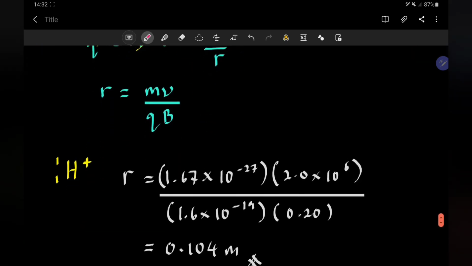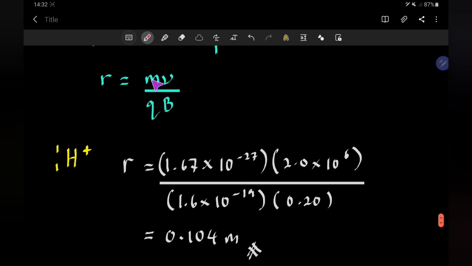So for the hydrogen, we just substitute the mass of the hydrogen given already, the speed also calculated just now, and then this is the charge of hydrogen, and this is the magnetic field in the evacuated chamber in the last part there. So you will get the radius is 0.104 meters. Okay, that is for hydrogen.